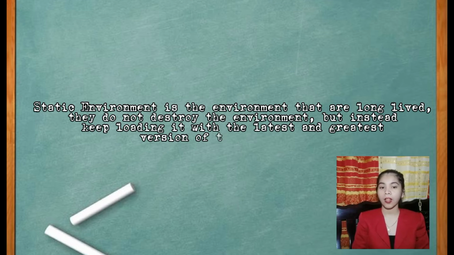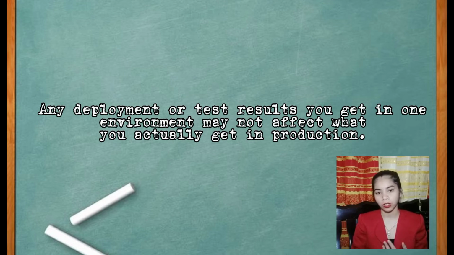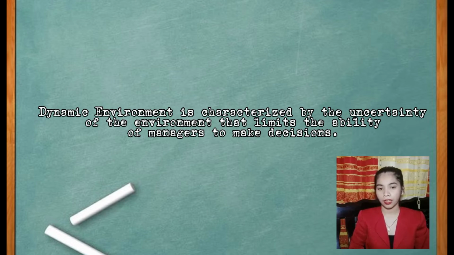Third is the static environment. It is the environment that is long-lived. They do not destroy the environment, but instead keep loading it with the latest and greatest version of the application. Any deployment or test result you get in one environment may not reflect what you actually get in production. Next is the dynamic environment. It is characterized by the uncertainty of the environment that limits the ability of the managers to make decisions.